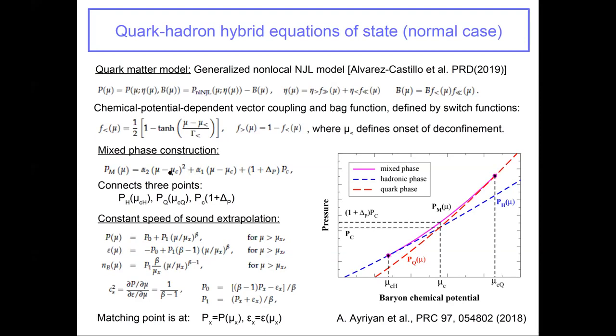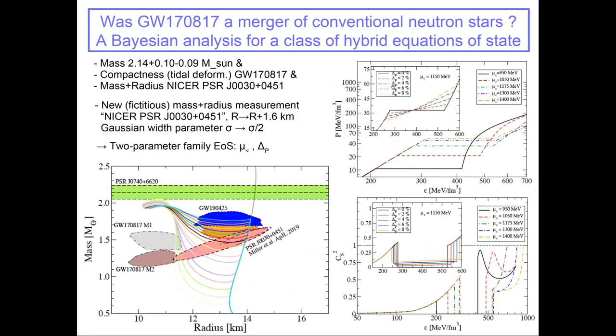And this phase construction uses a polynomial ansatz, and we see here just a parabolic ansatz, which introduces one extra free parameter, namely the offset of the pressure at the critical Maxwell chemical potential. We call this delta P. All the other parameters can be fixed by the continuity of pressure and density at these matching points. With such an ansatz, we've obtained the mixed phase equation of state.